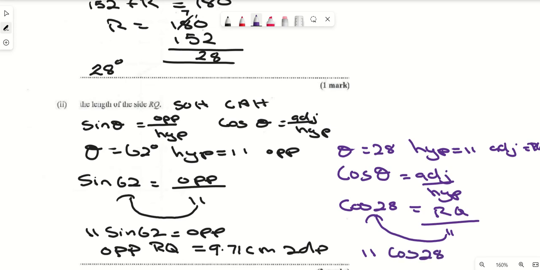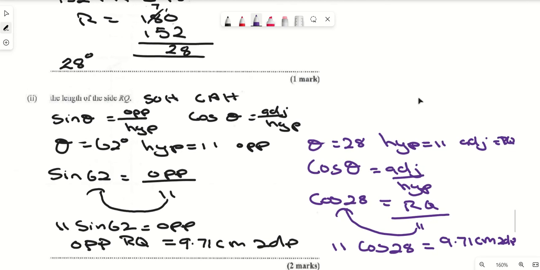And remember, same thing with sine. You have to make sure that your calculator is in DEG. So you're going to put 11 cos 28, and you're supposed to get the same answer, which you do, which is equal to 9.71 centimeters to 2 decimal places. And that would be your answer for the length of RQ.